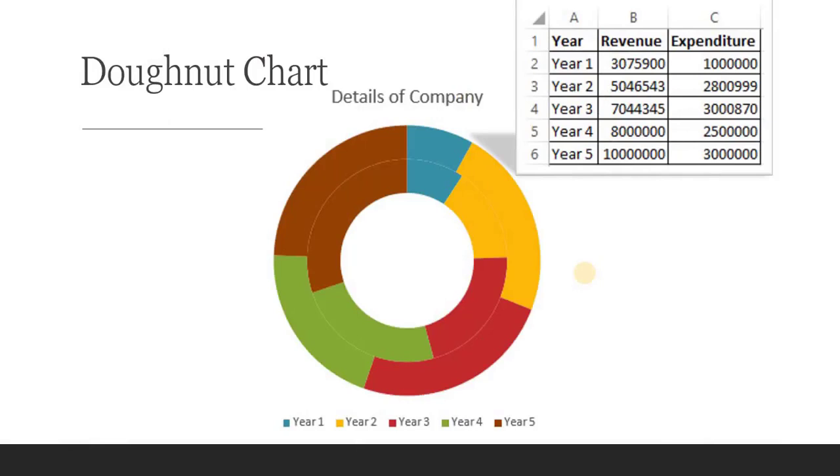A donut chart shows the relationship of parts to a whole. Unlike a pie chart, it can contain more than one data series. Each ring of the donut chart represents a data series. In the chart, the inner ring is for expenditure, and the outer ring is for revenue.